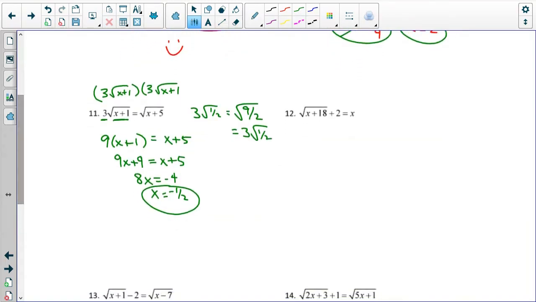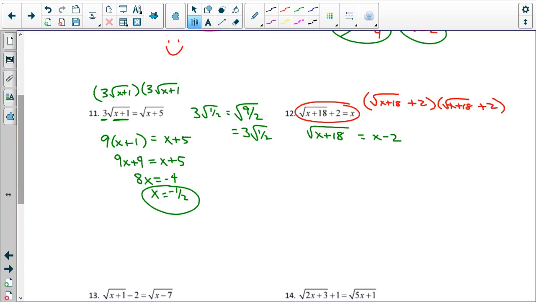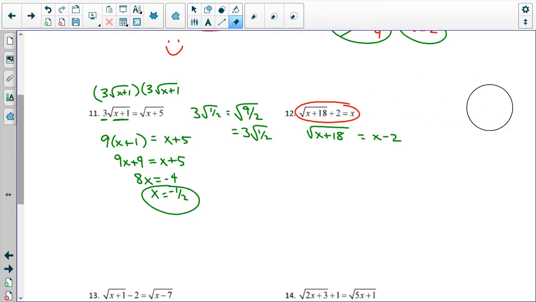A couple more problems. In a problem like number 12, you could square both sides in its current state, but that would make your life miserable. Instead, subtract the 2 from both sides. That will make squaring it much easier because now you don't have a square root anymore. If I squared it in its current state in the original problem, I would still have a square root when I did root x plus 18 plus 2 times root x plus 18 plus 2. I would still have a square root when I multiplied it all out. That's not something I want.